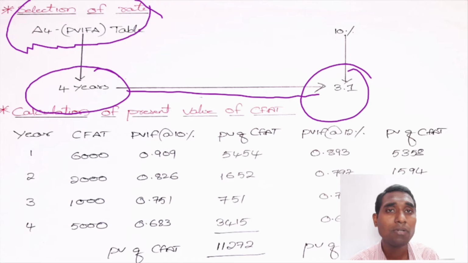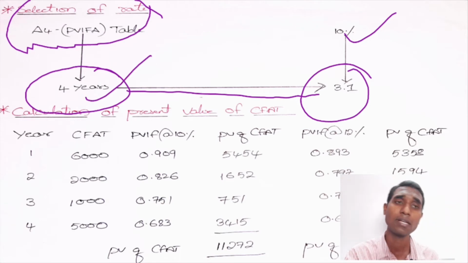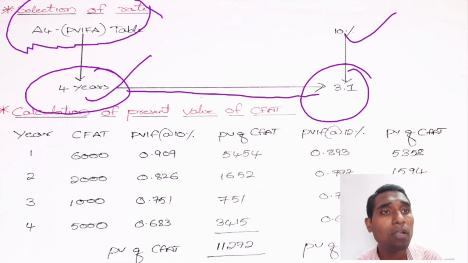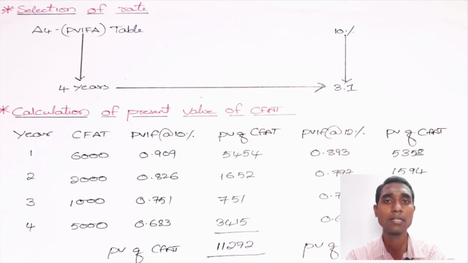So this 3.1 you need to look for in the row of 4 years. It falls under 10%. So 10% is close to 3.1. Sometimes you may not find exactly 3.1, but you need to find the value close to 3.1. The 4 years row is used because 4 years is the length of the project. So in the 4 years row, 3.1, the percentage is 10%. In the column, you need to look at under which percentage this 3.1 is close to. So it is 10%.